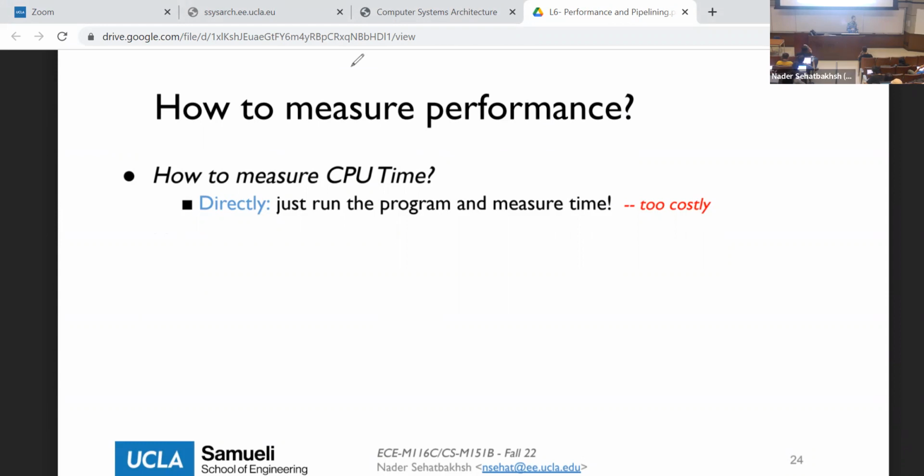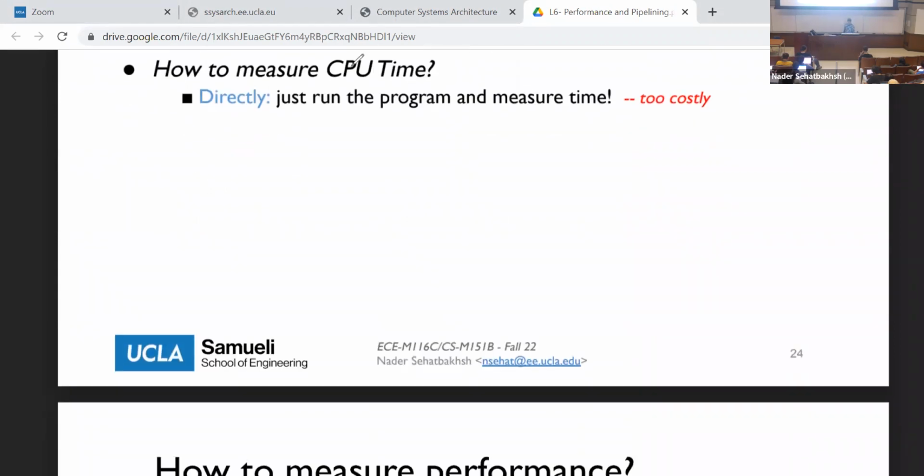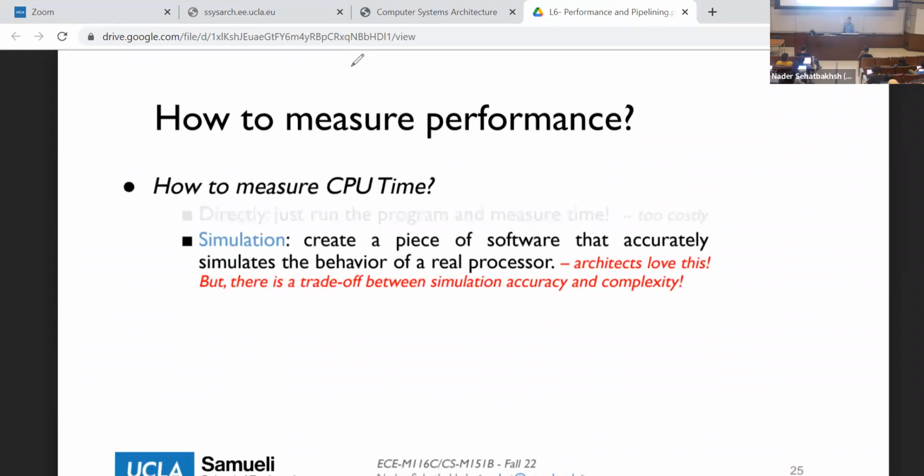We call this measuring directly. And the problem is it's usually very costly because we need to eliminate all these sorts of interferences. The alternative option, which is very popular among performance modeling in different industries and different companies and even in academia, is that we typically rely on what's called a simulation.